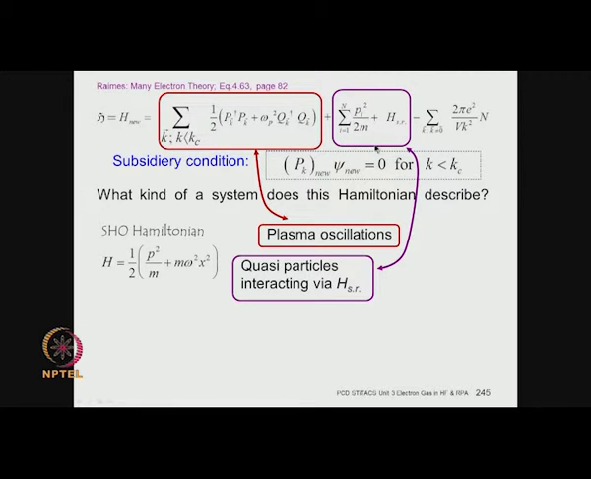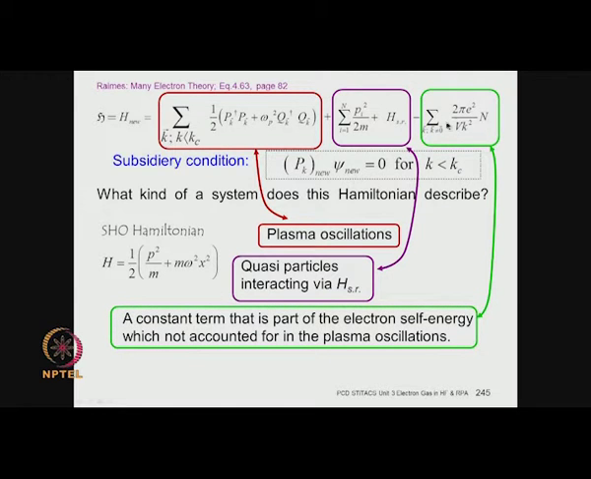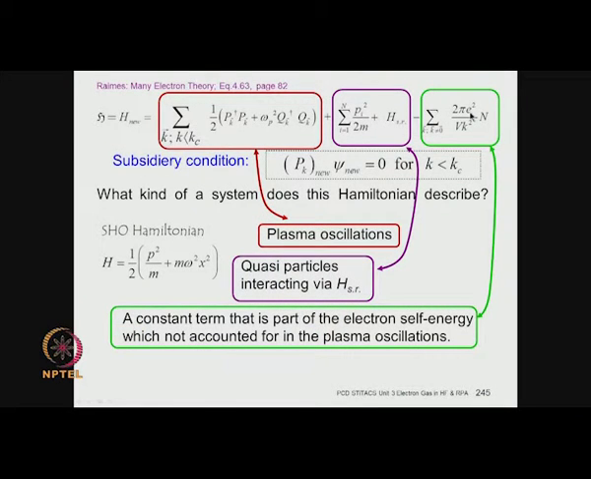This is the interaction between quasi particles which are interacting with each other only through short range terms like a screened Coulomb potential. And then you have got a term over here which is just a constant term which has to be added because it corresponds to the self energy part, which is not accounted for in the plasma oscillations. So, there is a certain self energy part which is in this last term. So, all the terms are now taken care of, and we know exactly what this new Hamiltonian tells us.